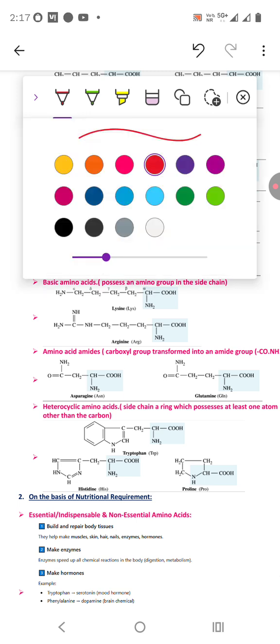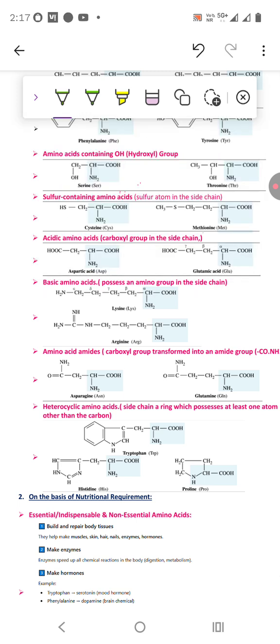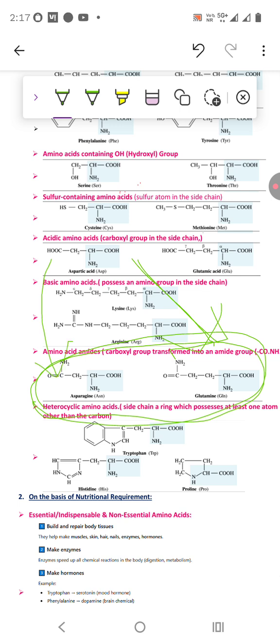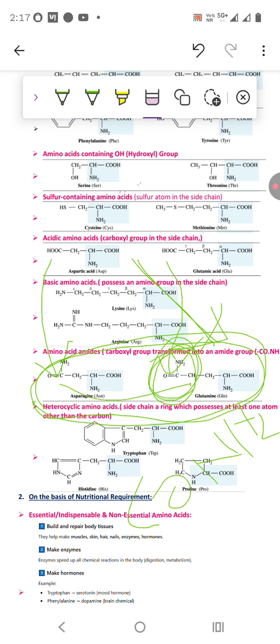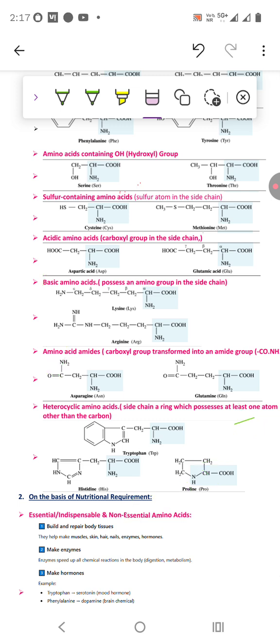What are amino acid amides? Look, these are compounds that are derivatives of these acidic amino acids. What happens here is this carboxylic group is converted to an amide group, CONH2. That's why amino acid amides. Clear?